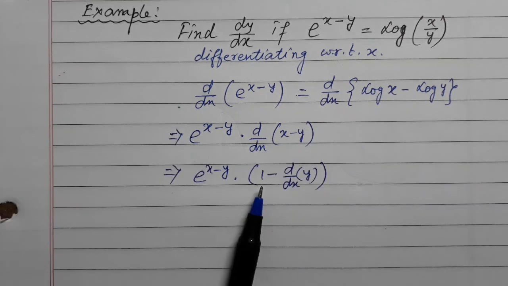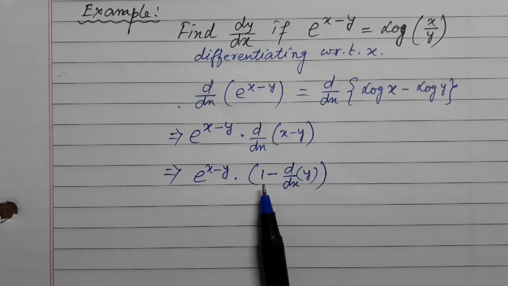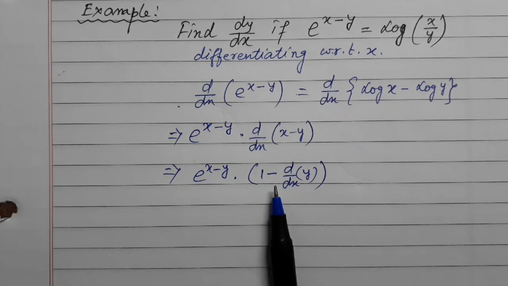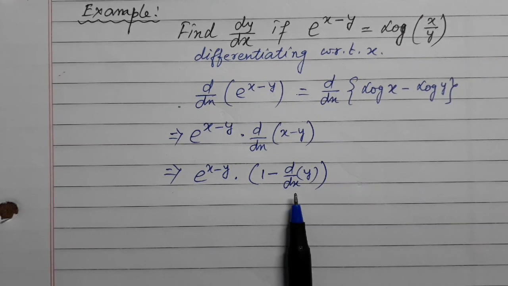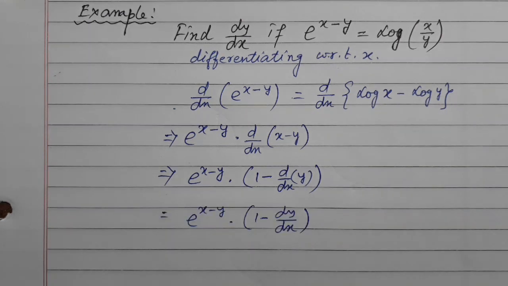Now if we differentiate further, d/dx will be distributed over the subtraction, where the differentiation of x with respect to x is as usual 1, minus the differentiation of the function of y. Here the function is only a single y. So the differentiation of y with respect to x will be dy/dx. So we can write e to the power x minus y into (1 minus dy/dx).